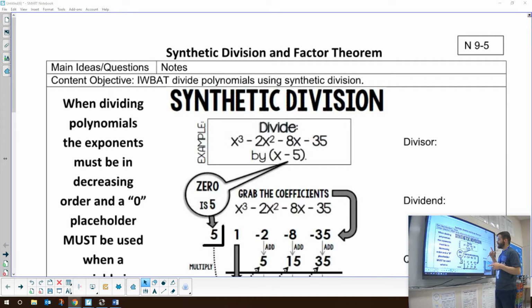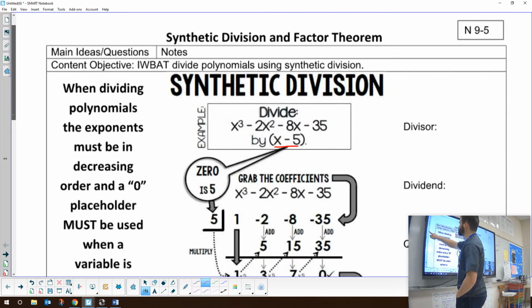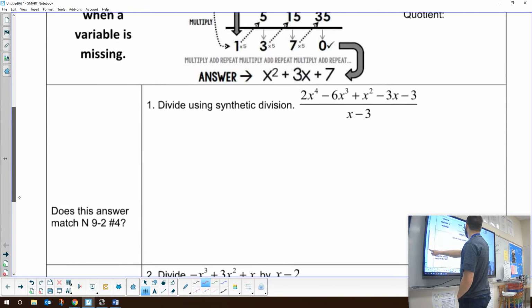We have to make sure that the number we're dividing by is very simply two terms, just like x minus 5 or x plus 3, or just x and another number. If we're dividing by something like that, we can use synthetic division. This is a great way to check if something's a factor or to divide really quickly. So let me show you how this works, and it works really, really simply.